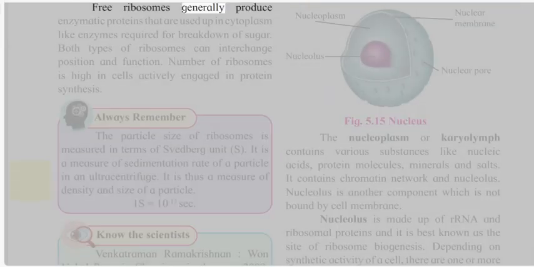Free ribosomes generally produce enzymatic proteins that are used up in the cytoplasm, like enzymes required for breakdown of sugar. Both types of ribosomes can interchange position and function. The number of ribosomes is high in cells actively engaged in protein synthesis.